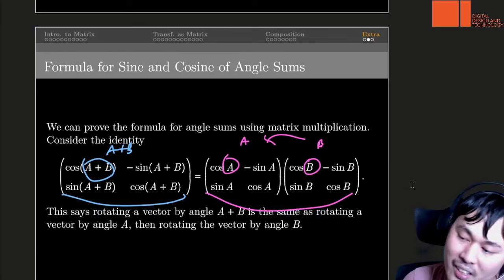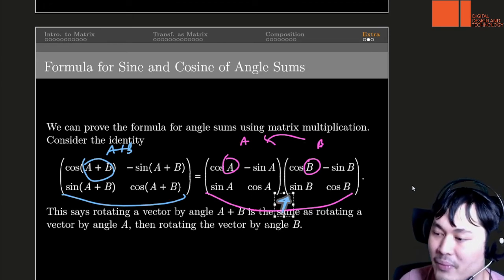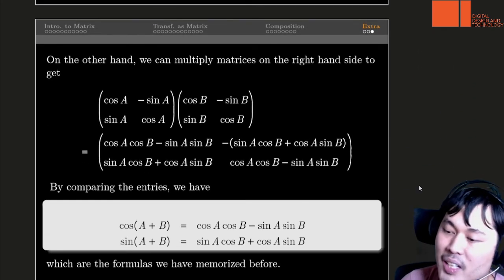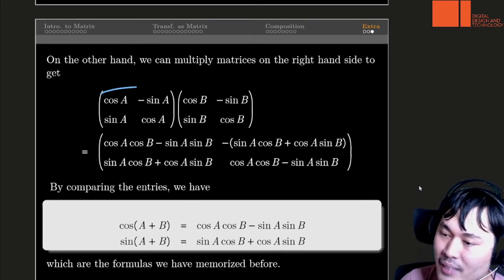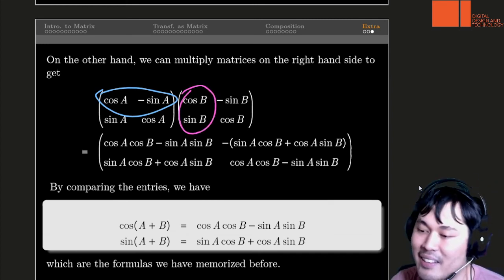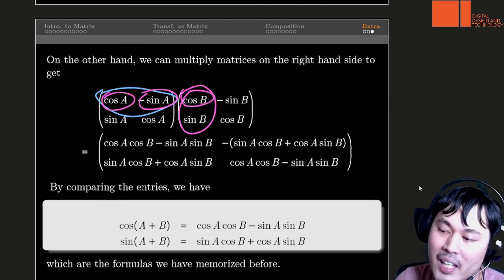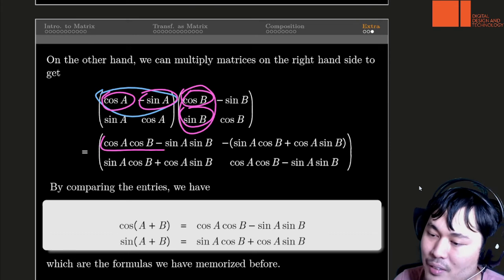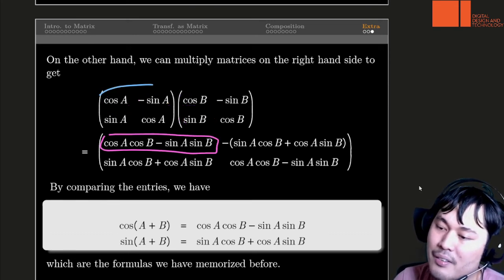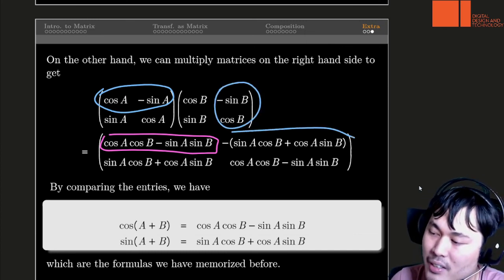But what's interesting here is that if you try to multiply the right hand side, can you guess what you would get? You get this matrix, which seems weird. There are so many terms here. You multiply cos A by cos B and then minus sin A by sin B, and you get this first entry. Then you multiply cos A and minus sin B by minus sin B and cos B to get the second entry, and so on.